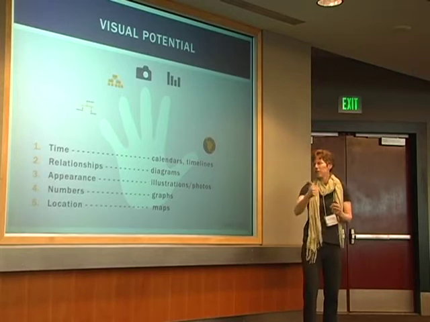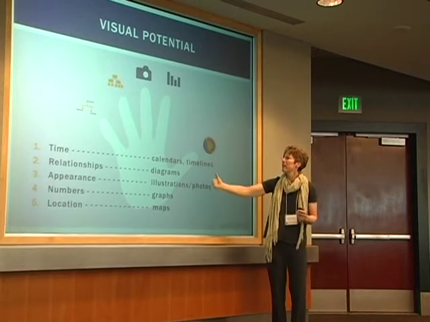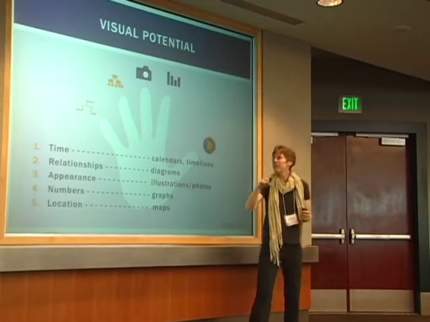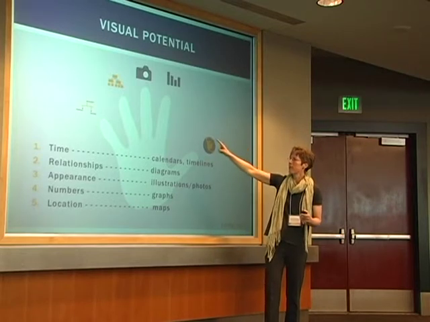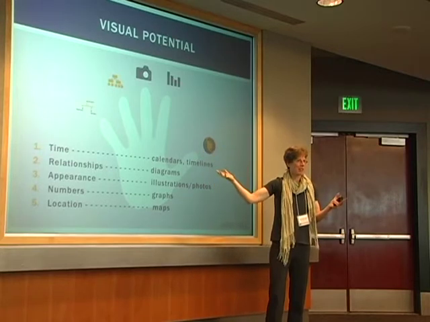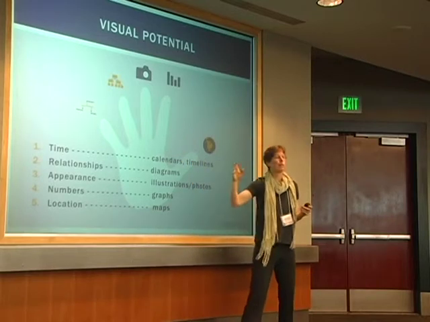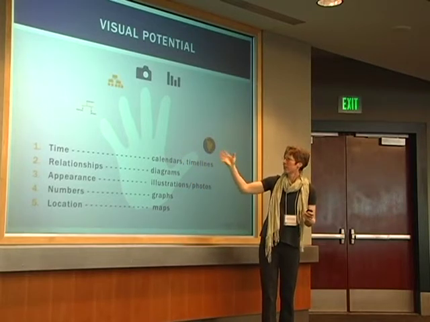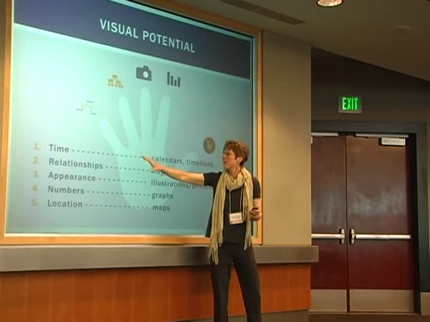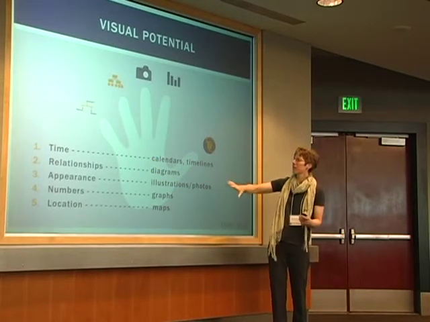I think of hitchhiking for thumb: spatial information, so location information. Numbers, numeric information tends to be very visualizable. Third finger, I think of waving: appearance information, clearly, what something looks like. Ring finger, relationship information, and little finger, time is the other one. So I'm going to go through those briefly and consider why those are very visualizable.